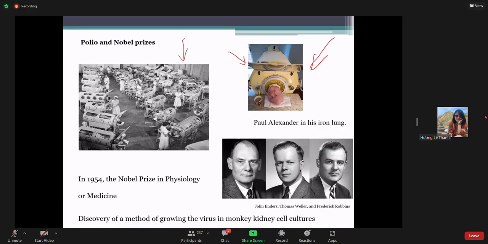It's not in the whole monkey, but in the kidney cells. Actually, there is mutation here. Tissue culture is not really the cells.